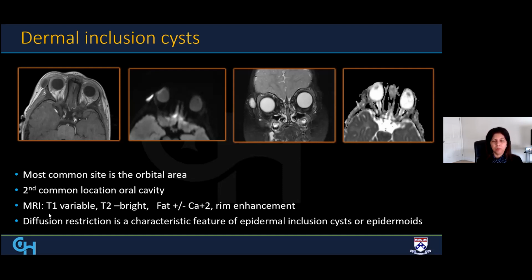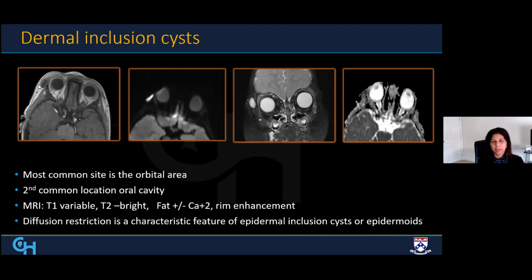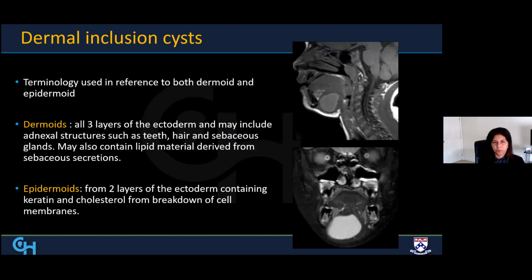They can have variable T1 and T2 signal depending on the presence of fat within them. They can have calcification. And one of the features we describe is that they can be associated with restricted diffusion, especially with the epidermal type of inclusion cysts. One of the things that needs to be determined in these dermoid cysts is whether there is an intracranial extension, particularly if they are in the nasal glabella or the nasal tip, and that is the reason to do imaging, to rule out intracranial extension.